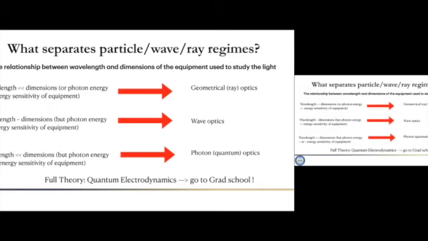So the geometrical optics pretty much will be working for most things, but we can indeed see the wave optics picture in the lab through various experiments that we're going to do in this course. And then we can also see some of the photon or quantum optics behavior. We just have to sometimes increase the energy of the photons or decrease the dimensions of the equipment.